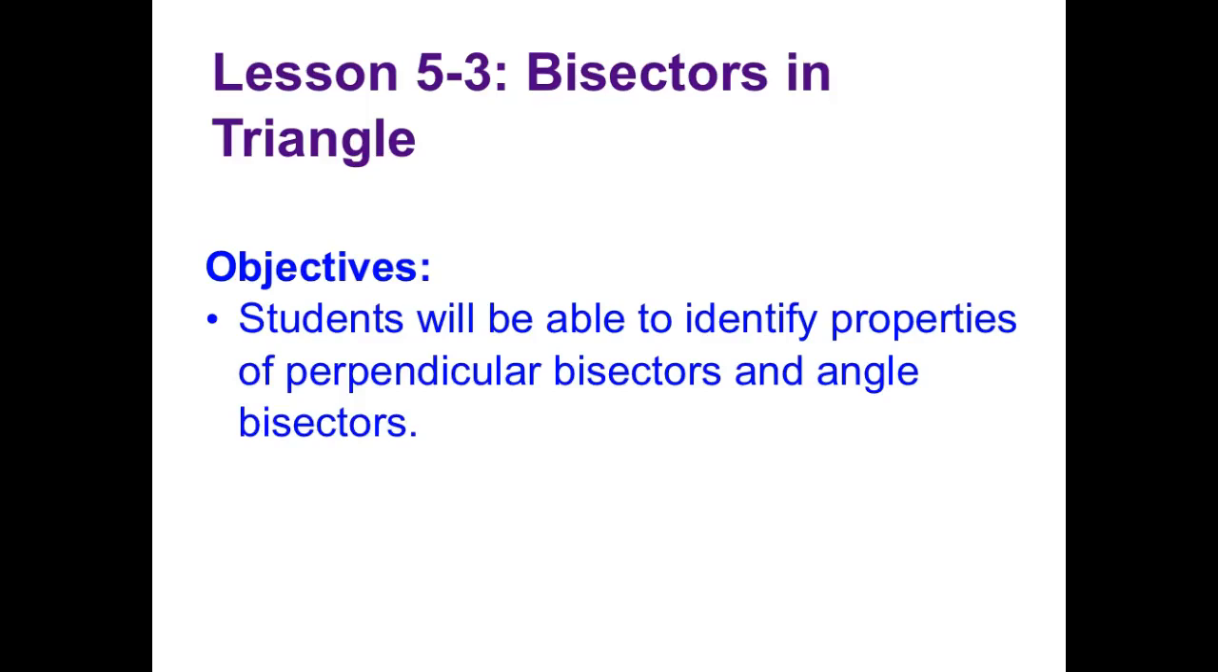This is Geometry, Lesson 5.3a. We're going to talk about bisectors and triangles. So there's two parts to this objective: students will be able to identify properties of perpendicular bisectors and properties of angle bisectors. This video will focus on the properties of perpendicular bisectors only.